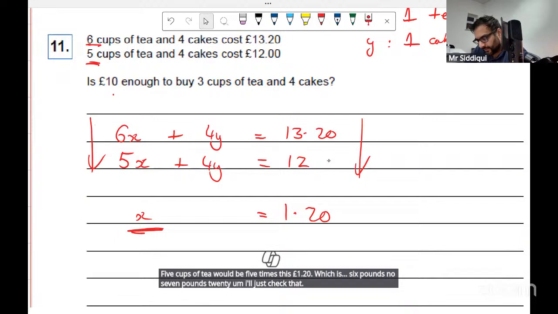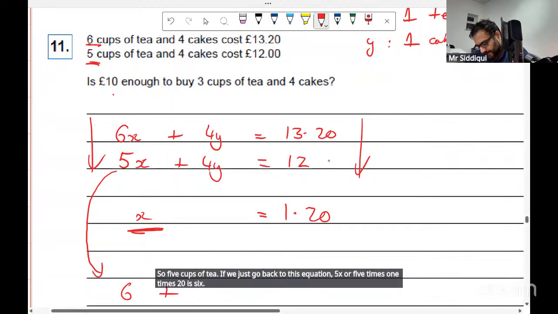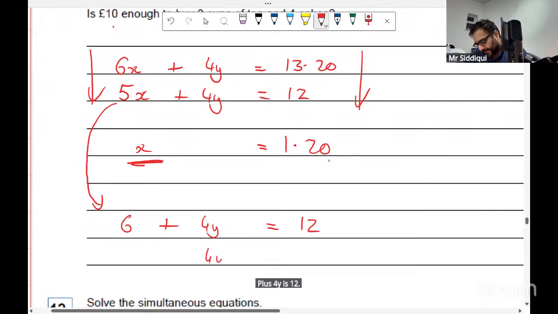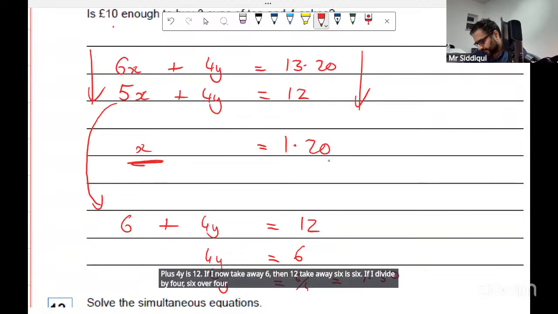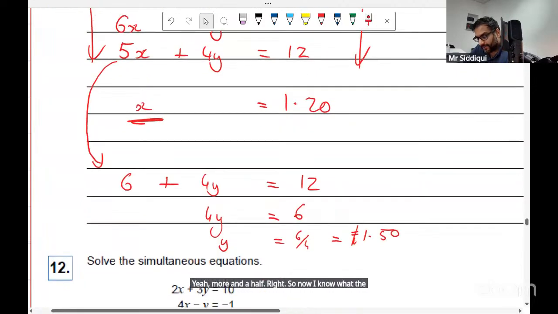So 5 cups of tea. If we just go back to this equation, 5x, so 5 times £1.20 is 6, plus 4y is 12. If I now take away 6, then 12 take away 6 is 6. If I divide by 4, 6 over 4 is basically £1.50, isn't it? It's 1.5. Yeah, 1.5. Right. So now I know what the cost is of everything.